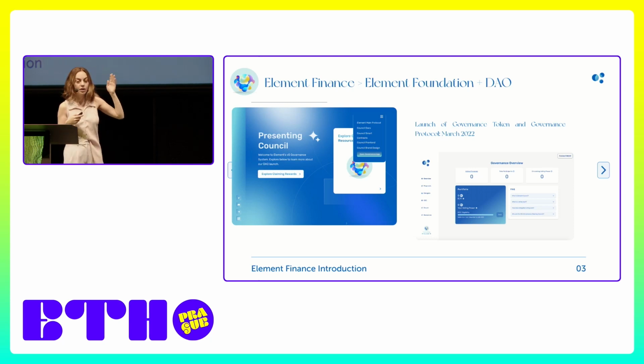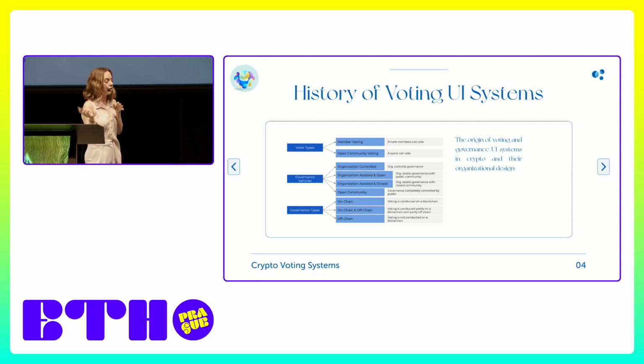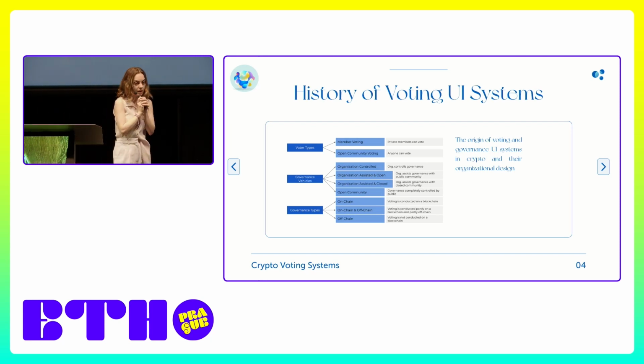a lot of our UI had a lot of thought put into the implications that I'm going to go into within this presentation. To start off, I'm going to go back to the history of voting systems and how governance design was rapidly changing within the space. The first point was how we think about voter types. Governance design originated with people wanting to vote and creating polling products to gauge community feedback and community reception.